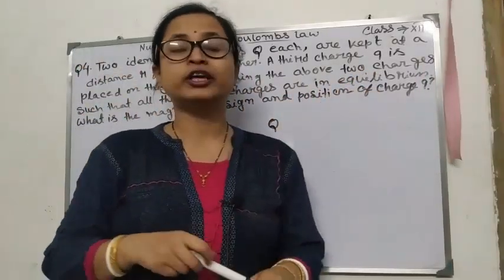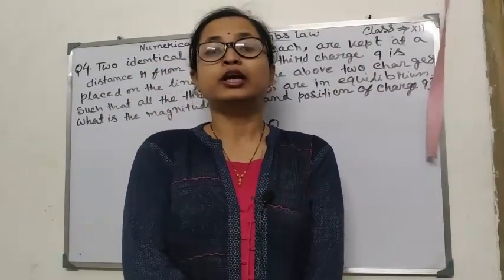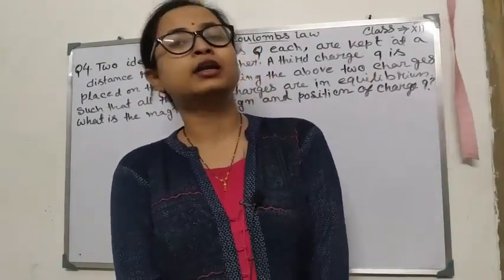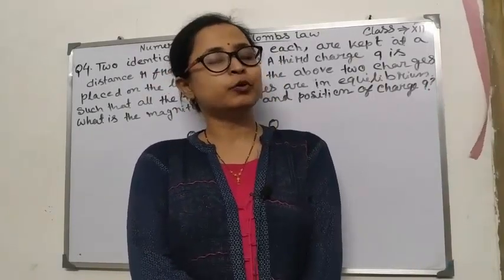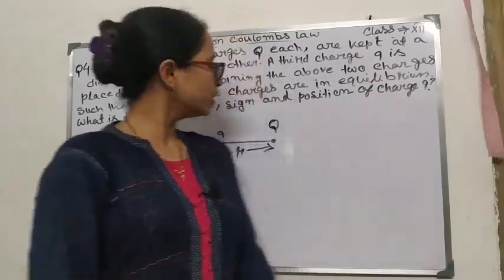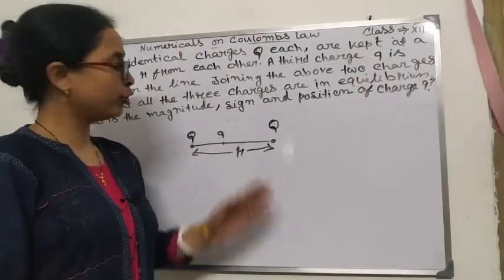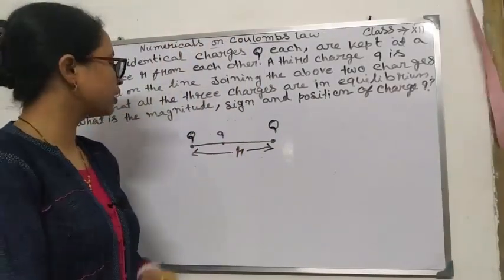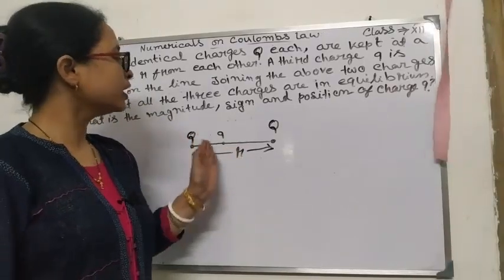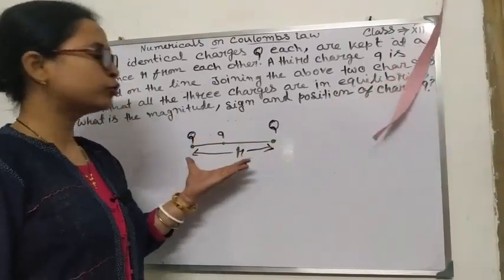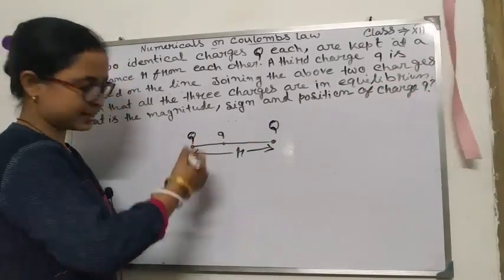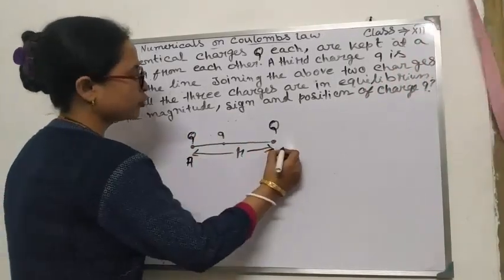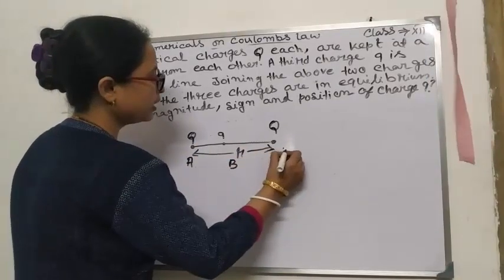Equilibrium means, as you have already learned in class 11, that the total force acting on the system must be 0. Only then will the system be in equilibrium. So here there are three charges, and they will be in equilibrium if the total force acting between them is 0. Let us denote the points as A, B and C.